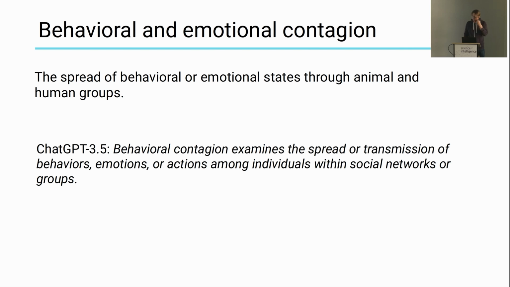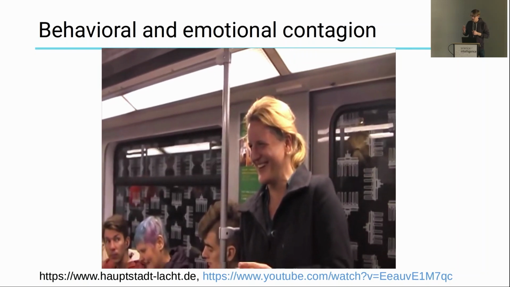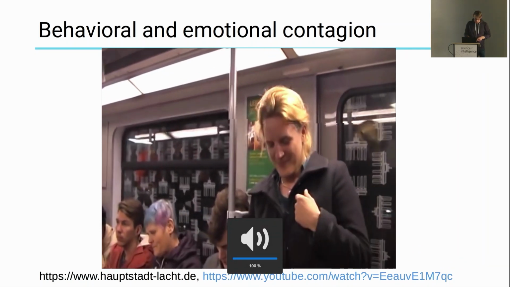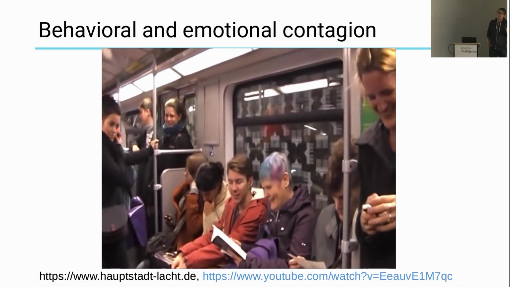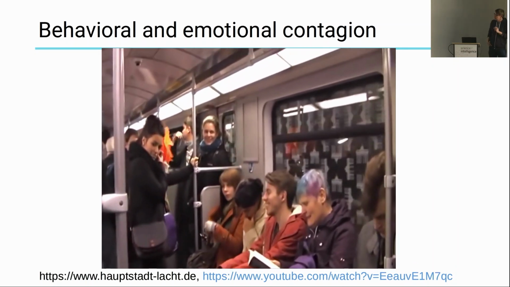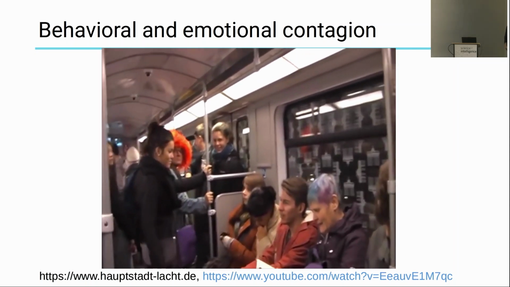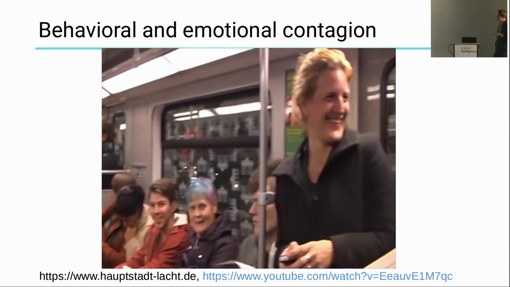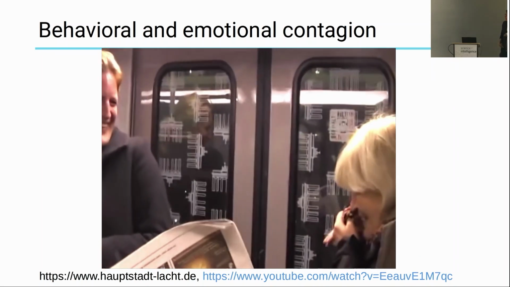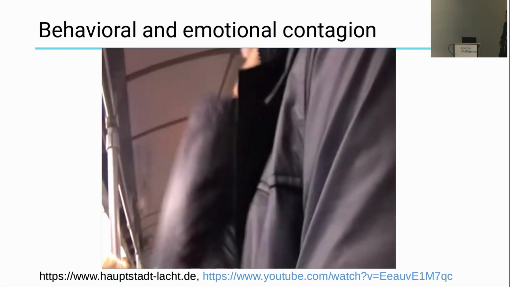And one real-world example of this is actually fun to watch. This is the U-Bahn in Berlin. Make it a bit louder. So this is contagion of laughing in the U-Bahn. So there are actually a few people who on purpose start laughing. So they're kind of trying to make the whole U-Bahn laugh. And they actually succeed quite well. So there are some random people joining in because laughing is contagious.